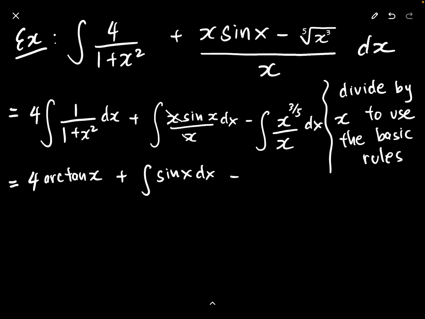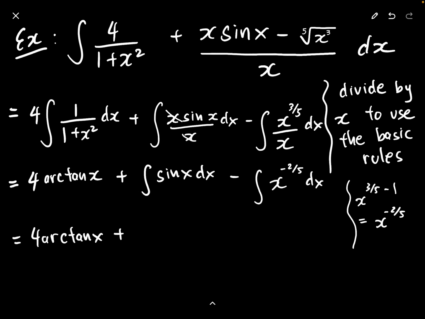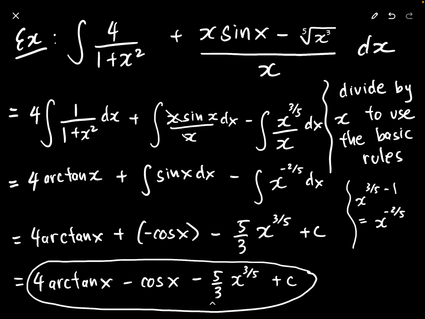In the third term, we're dividing by x to the 1. So it will be x to the 3/5 minus 1. So x to the 3/5 minus 5 over 5 is x to the minus 2/5. The antiderivative for sine x is minus cosine x. And x to the minus 2/5 plus 1 is x to the 3/5 divided by 3/5 or multiplied by 5 over 3.